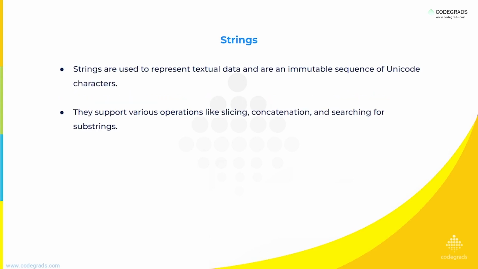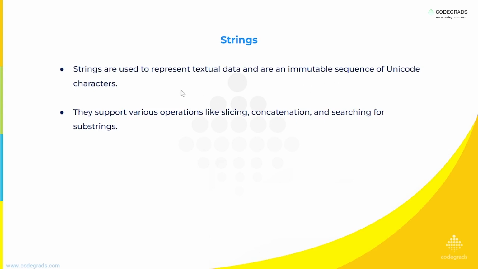Now next is the string. We have seen this also earlier. Anything between single quotes, double quotes, or triple quotes can be considered a string, and strings are used to represent textual data. Whenever we want to use text in Python, we generally enclose it between single quotes, double quotes, or triple quotes. They are an immutable sequence of Unicode characters.